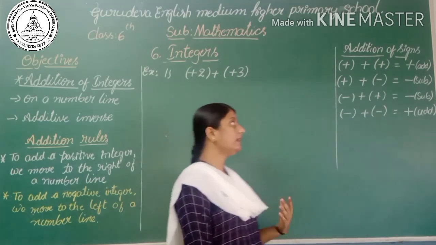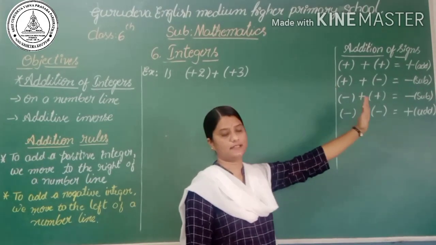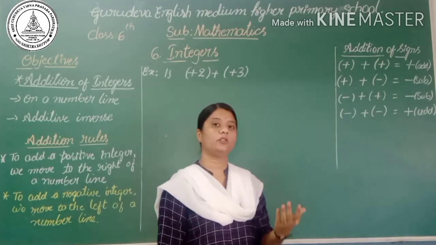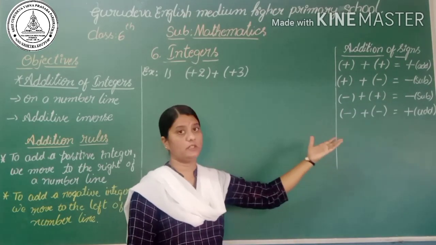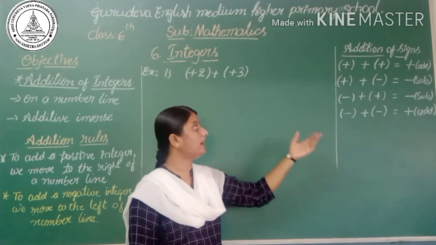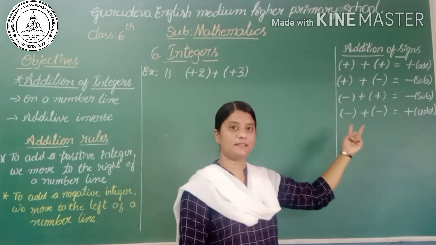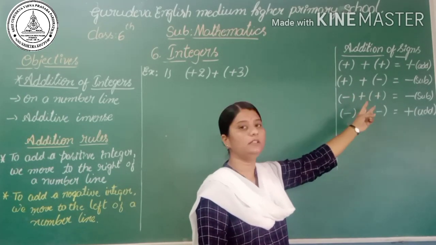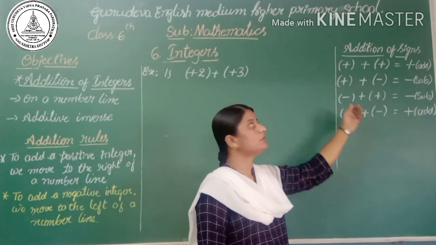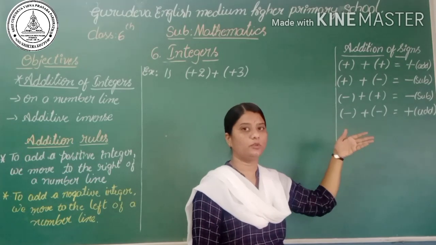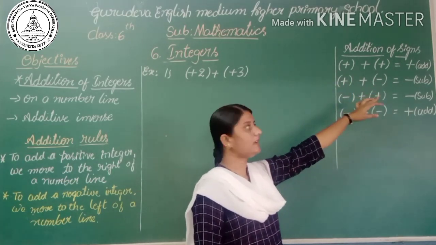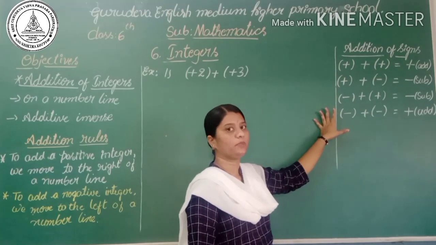Then next, addition of signs. In the addition of integers, we will add two positive integers, two negative integers, and two unlike signs, like positive and negative integers and negative and positive integers. In those cases, while we are adding the integers, we should follow this.